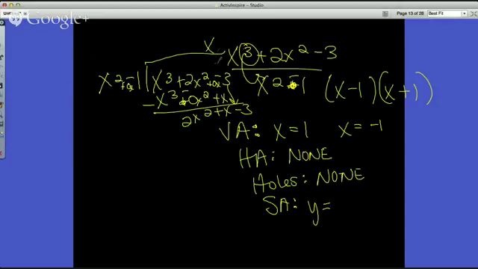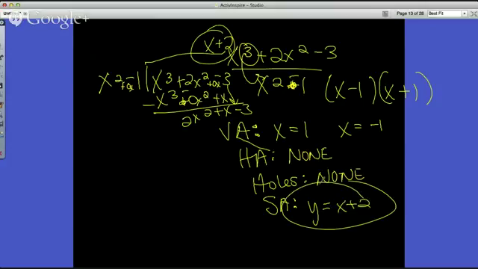What times x squared equals 2x squared? It'd be 2, right? And then at this point, I stop there. I don't have to go any further because I don't need a remainder. My equation is x plus 2. That would be my slant. So once you get to a point where it's like x plus 2, then you can stop.